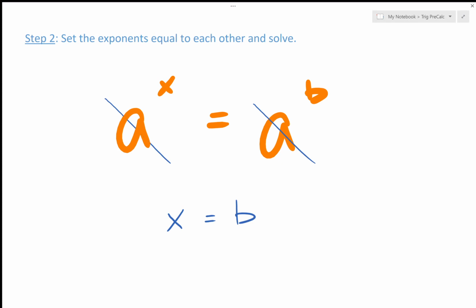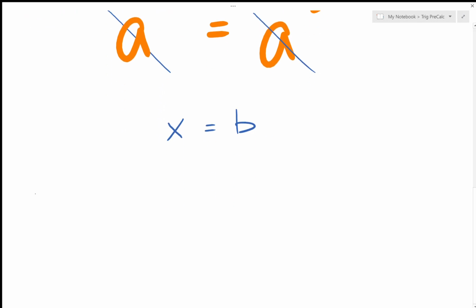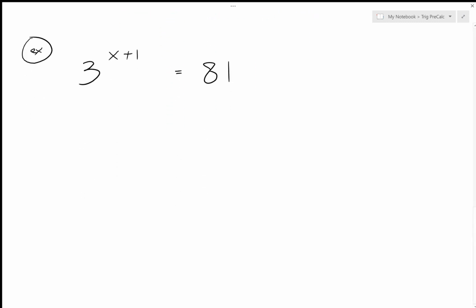So let's go ahead and apply that to our first example. We have 3 to the x plus 1 equals 81. We want to solve for x. That's what we're trying to do. We want to isolate x. Now the problem is x is up as an exponent, so we need to bring it down somehow.